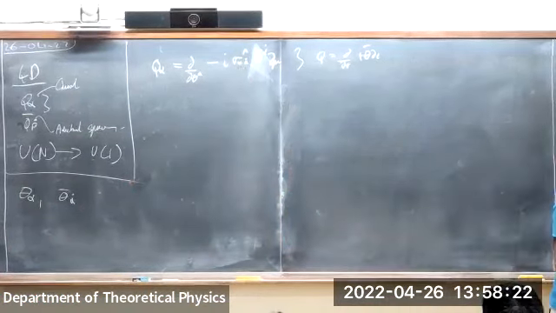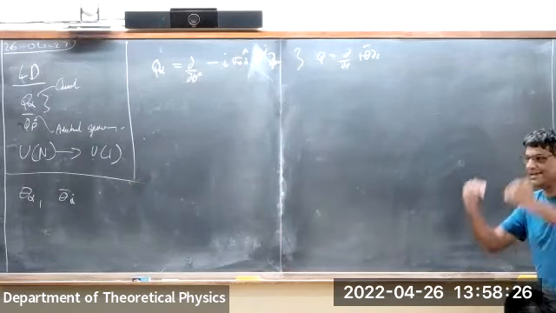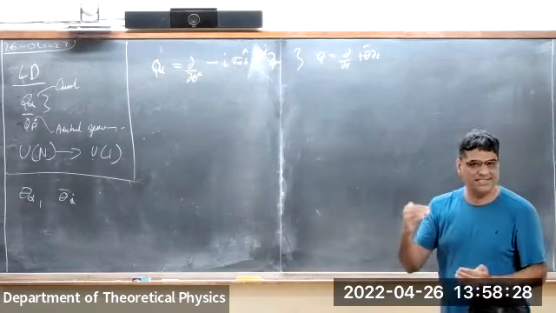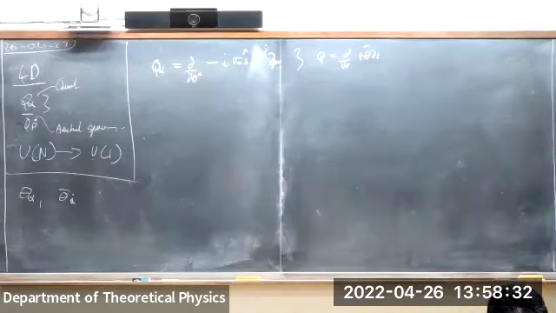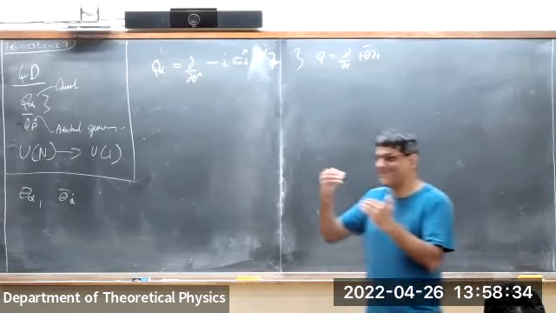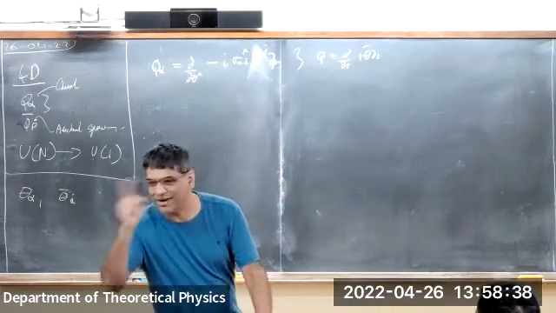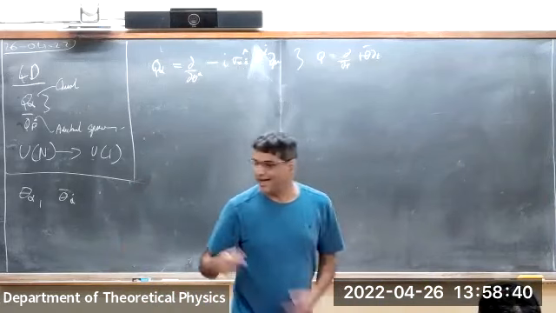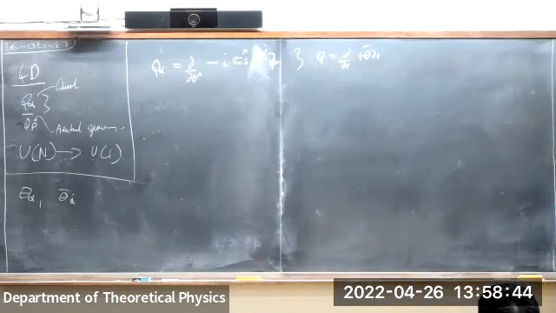Now, there are various conventions for raising and lowering these spinor indices. Basically they're raised and lowered with sigma 2 or epsilon. And I'll come to those conventions as we go.